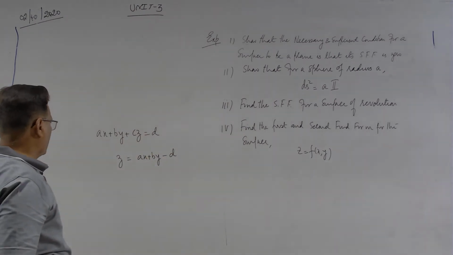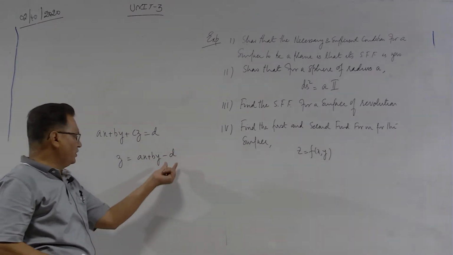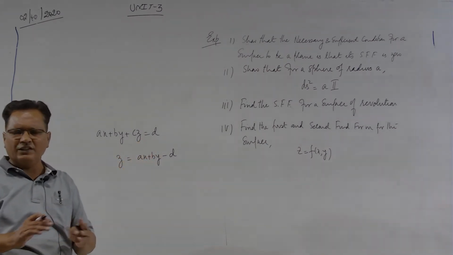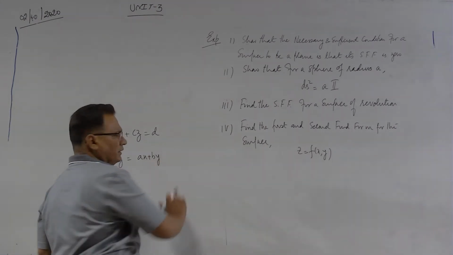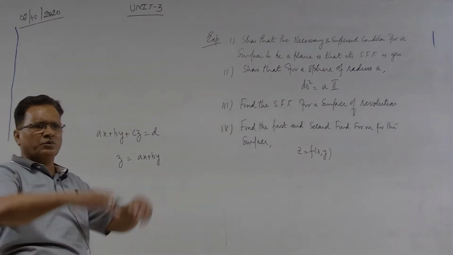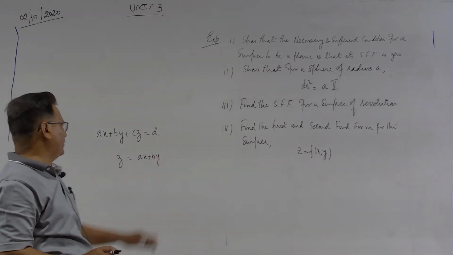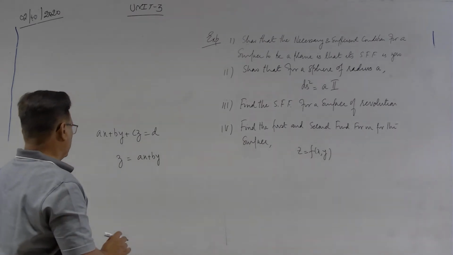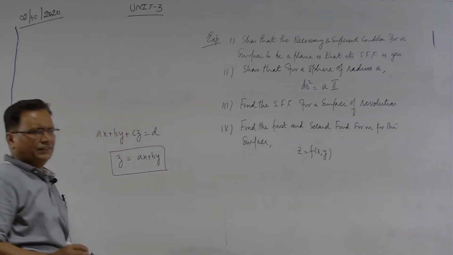So, z is a linear function of x and y, and this d, what is it doing? It is just translating the plane. It is not changing the geometry of the plane. If I take d equal to 0, the plane will pass through the origin, otherwise it will pass through some other point in the space. So, no need of considering the constant all the time, it is immaterial. So, the equation of a plane in Cartesian coordinates looks like this.